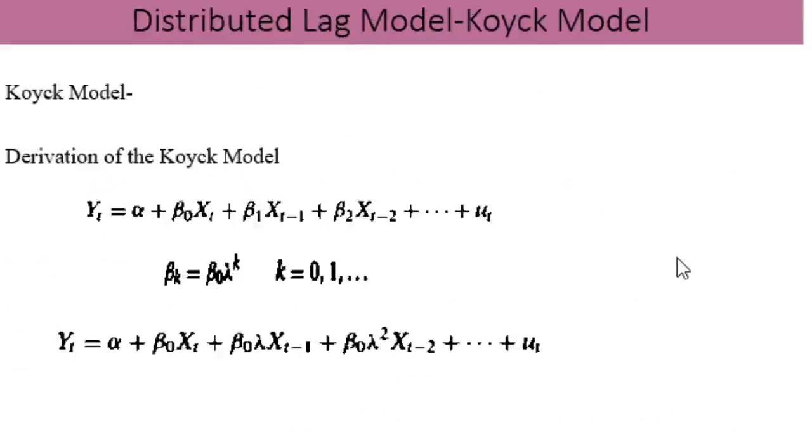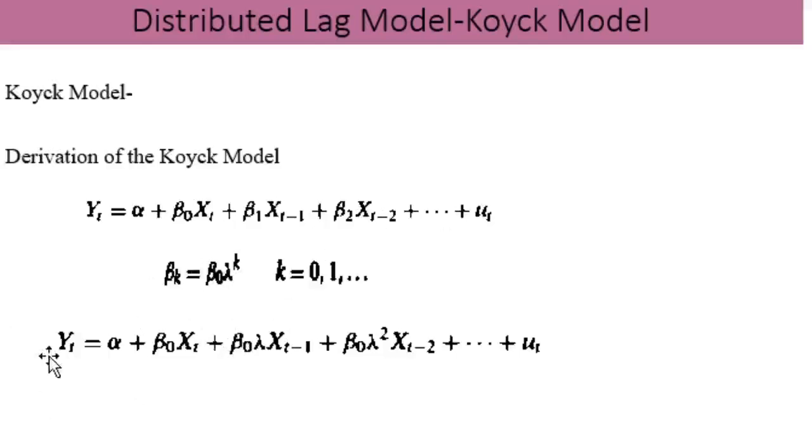The derivation is like this. The model used for the estimation is the infinite lag model: yt equal to alpha plus beta 0 xt plus beta 1 xt minus 1 plus beta 2 xt minus 2 plus ut. And he assumes that beta declines geometrically and the sign of the betas will be the same. Beta k equal to beta 0 lambda raised to k. Now apply this equation into this model.